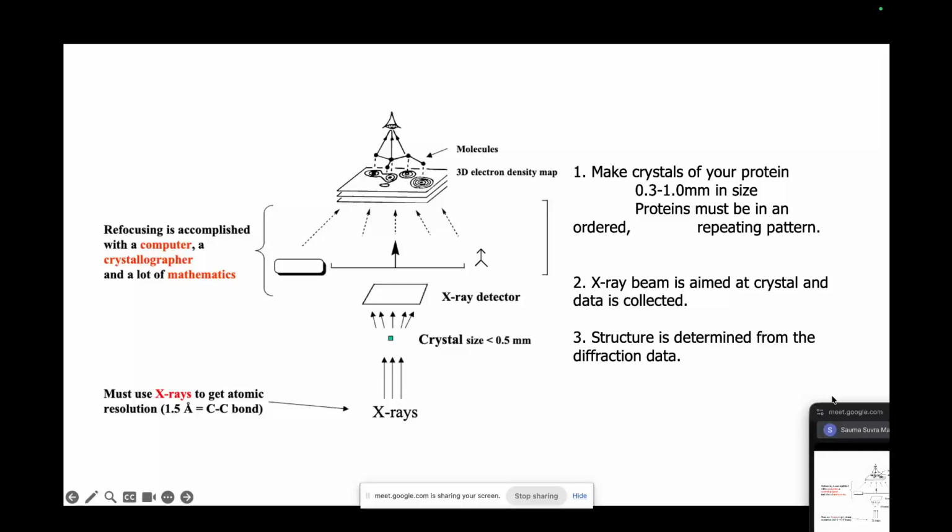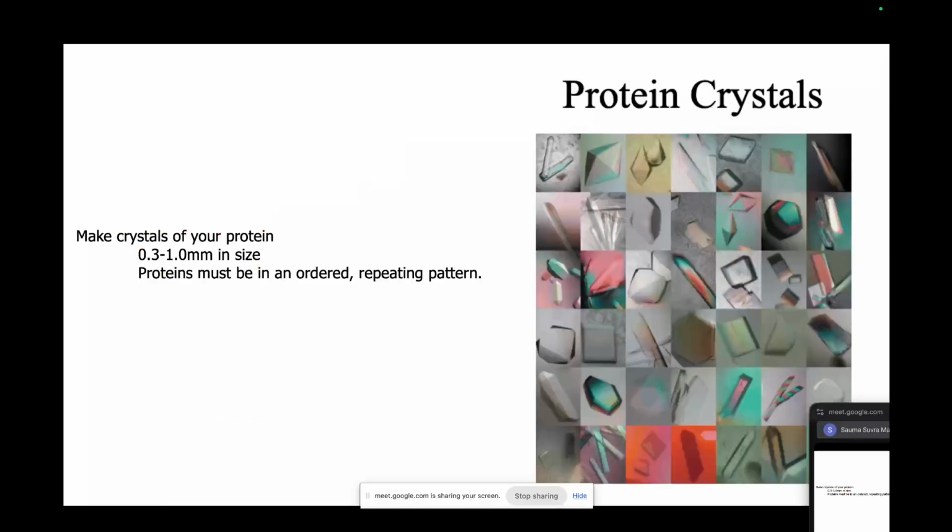So majorly three steps are involved. First is making your crystallized protein, which should be around 0.3 to 1 millimeter in size. They must be ordered in a repeating pattern. Then you aim the X-ray beams at the crystal and you collect the data. And then from the diffraction data, you try to reimagine how the protein is going to look.